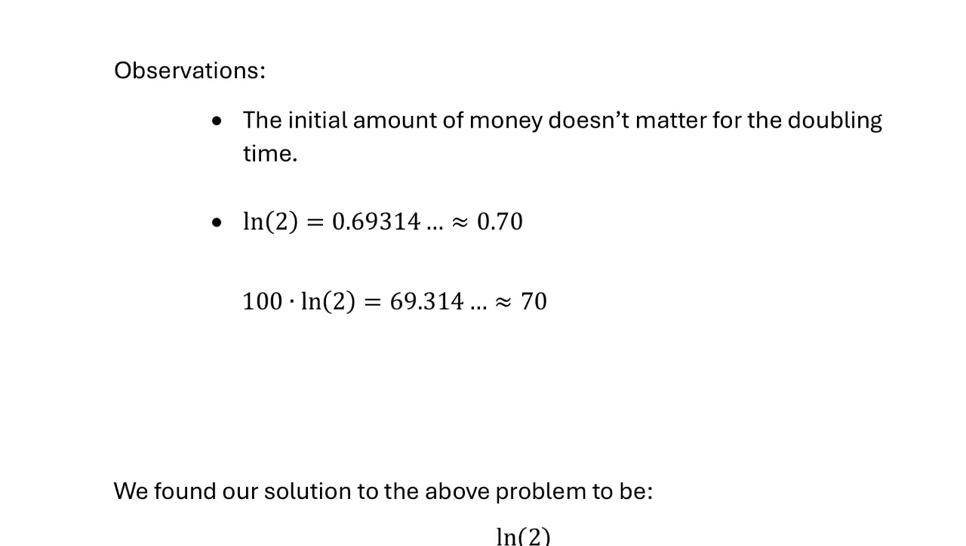Okay, so the second thing I want to observe is that the natural log of 2, if we plug it into a calculator, is about 0.69314, or about 0.70. And this is going to be the key to the rule of 70. So notice 100 times natural log of 2 is 69.314, which is approximately 70. So how does this give us the rule of 70?